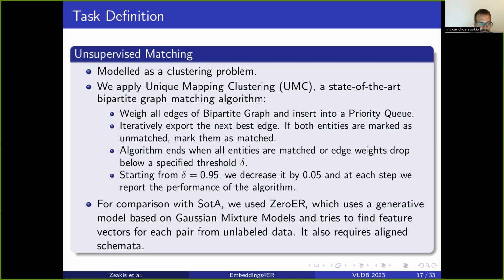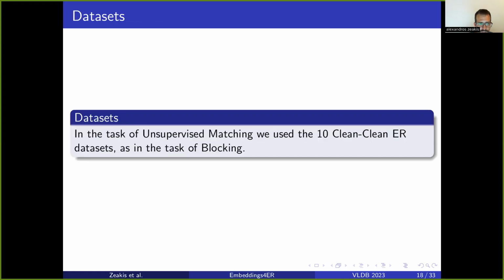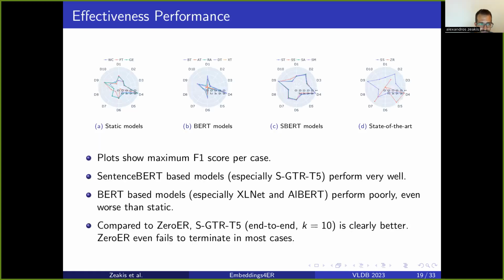Starting from delta equals 0.95, we decrease it by a step of 0.05, and at each step, we report the performance of the algorithm. For comparison with the state-of-the-art, we used ZeroER, which uses a generative model based on Gaussian mixture models and tries to find feature vectors for each pair from unlabeled data. It also requires aligned schemata. In the task of unsupervised matching, we use the 10 clean-clean datasets as in the task of blocking.